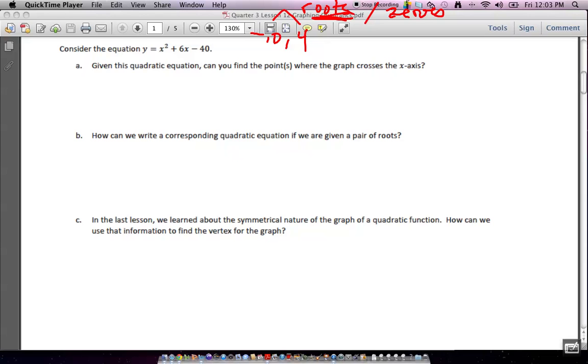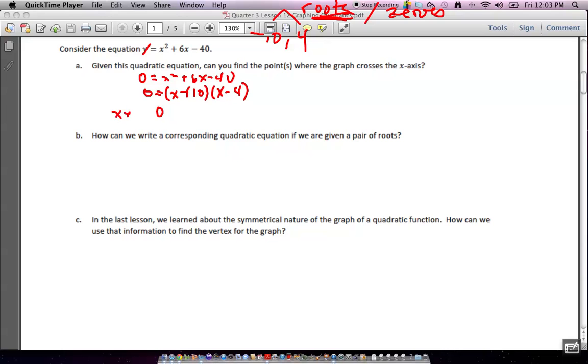But I think they're getting at deeper. That's what the Common Core likes to do. And what they're getting at is, what is the y value when you cross the x-axis? What is it? 0. So instead of putting y here, I'm going to put 0. And now I'm going to solve this quadratic equation, which comes up with x plus 10 times x minus 4 equals 0.